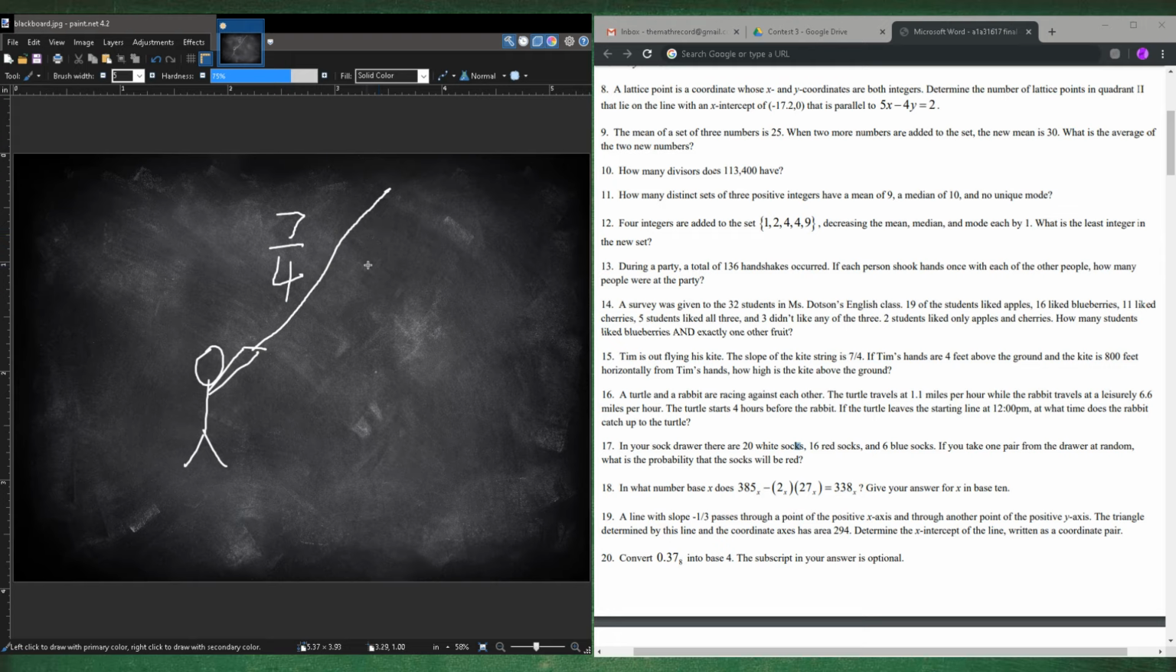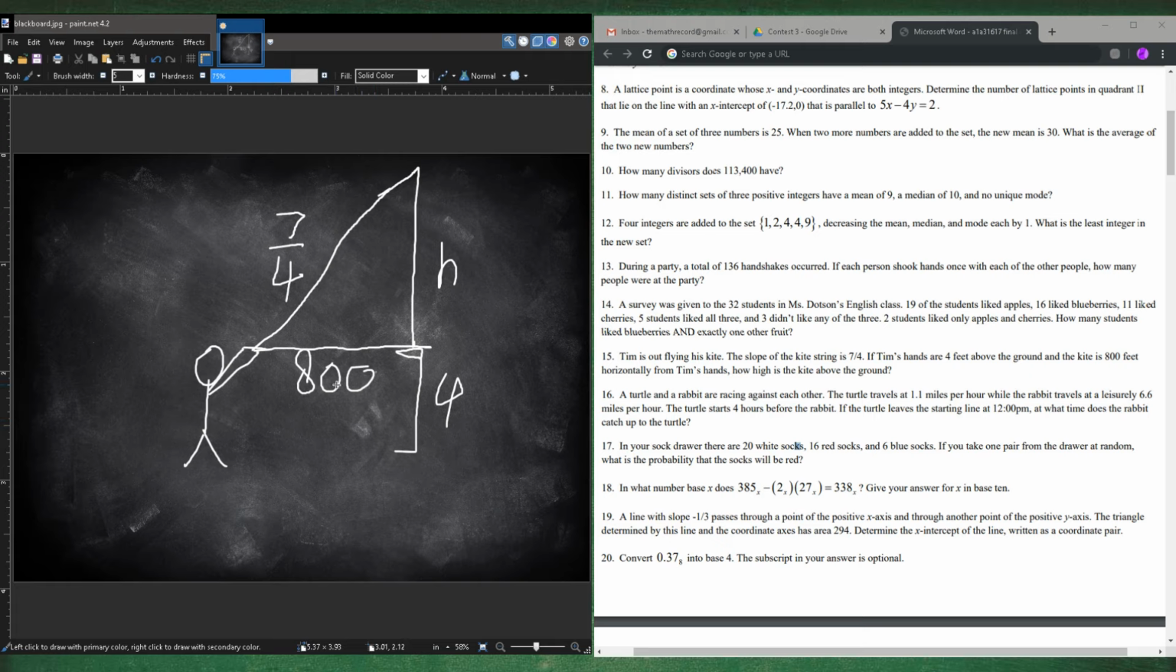The kite is 800 feet horizontally from his hand, so it's 800 feet. We just need to look for the height. We have this height, and the height of the hand is 4, so we have to add 4. Tim's hands are 4 feet above the ground, so I'm guessing they're saying this entire thing is 4 feet.